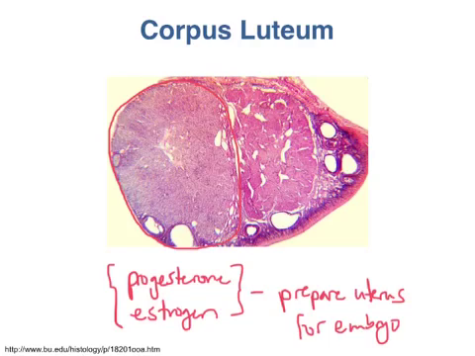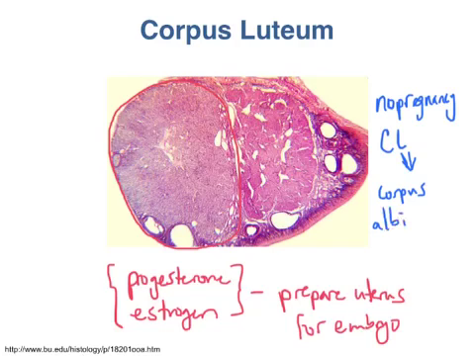If there's no pregnancy, the corpus luteum deteriorates after about 10 days. So in the absence of pregnancy, the corpus luteum becomes the corpus albicans, which is basically just scar tissue. It's called corpus albicans, meaning the white body, just like corpus luteum means the yellow body. And it's white because it's just non-functional scar tissue.